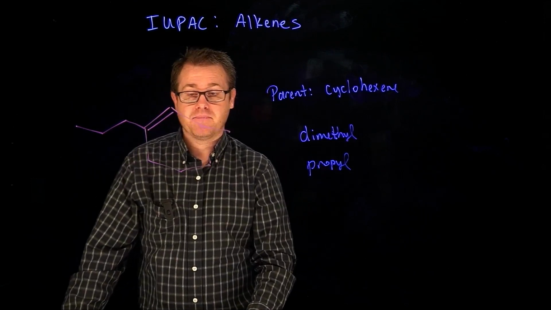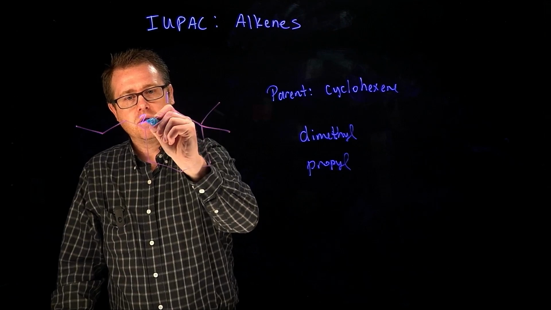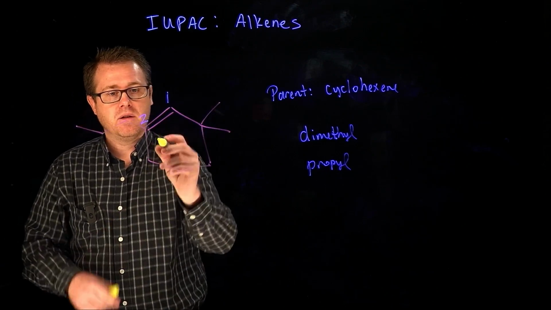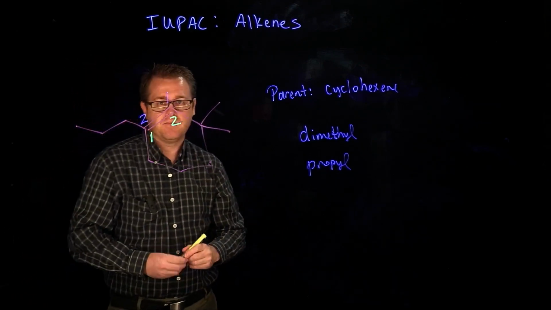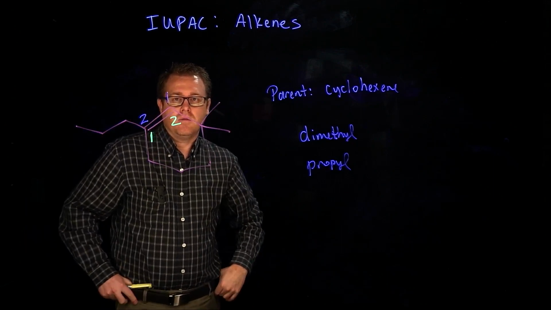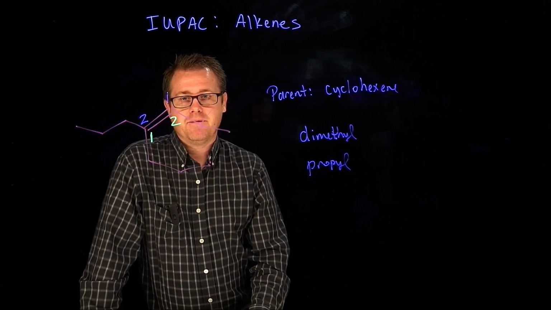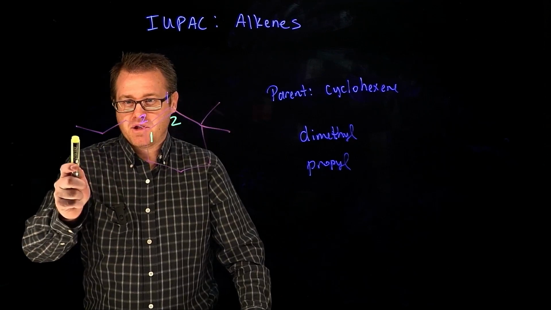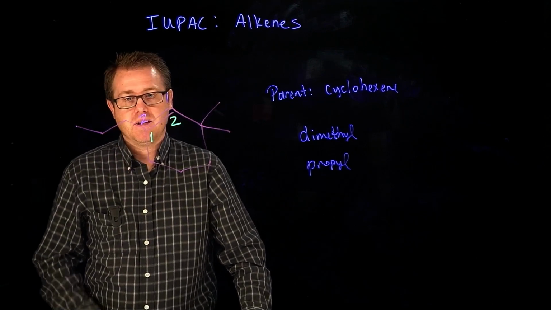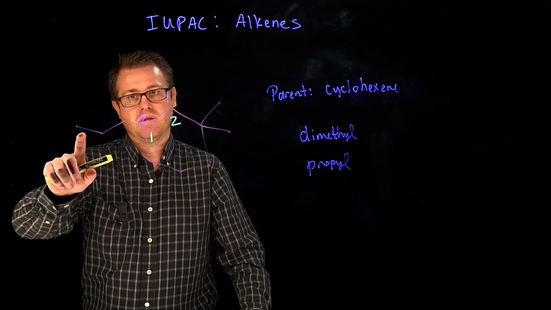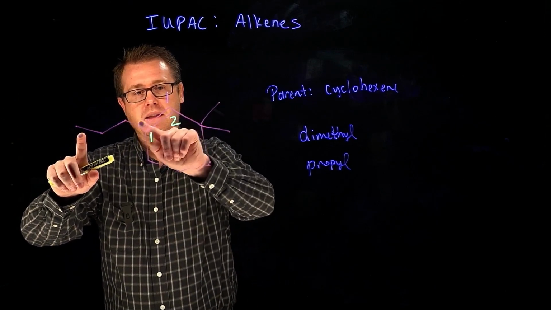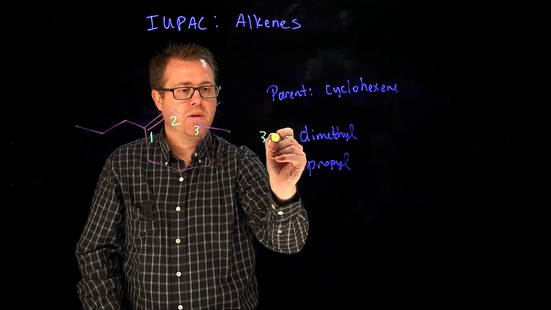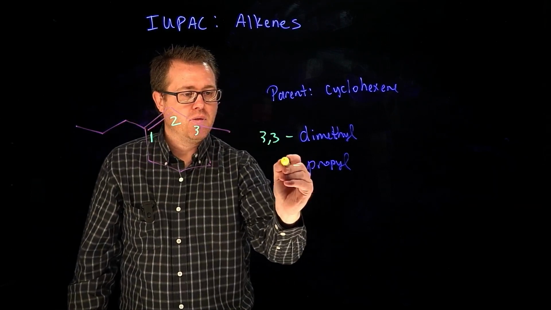Now how do we number this thing? Is it 1, 2, because the double bond has to be carbons 1 and 2, or is it going to be 1 and 2 the other way? Well, how do we break that tie? We just want to bump into the substituent with the lowest locator number. So we have a substituent that's directly attached to that double bond. So we want to give this substituent the lowest locator number. So we would give that number 1. So 1, 2, and then 3. So we have a 3,3-dimethyl, and then a 1-propyl.